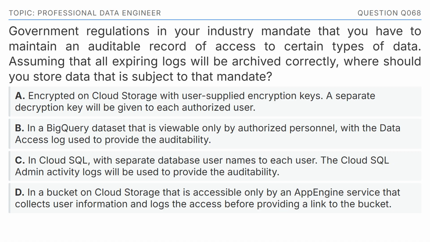Option B, in a BigQuery dataset that is viewable only by authorized personnel, with the data access log used to provide the auditability. Option C, in Cloud SQL, with separate database usernames to each user. The Cloud SQL admin activity logs will be used to provide the auditability. Option D, in a bucket on cloud storage that is accessible only by an App Engine service that collects user information and logs the access before providing a link to the bucket.